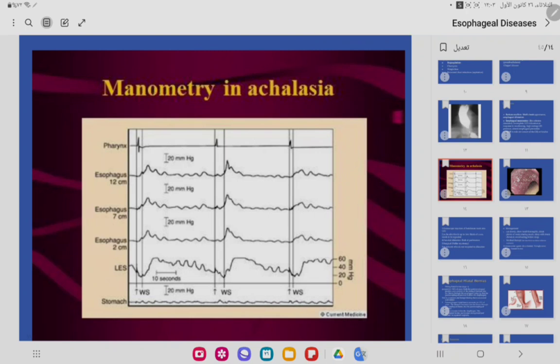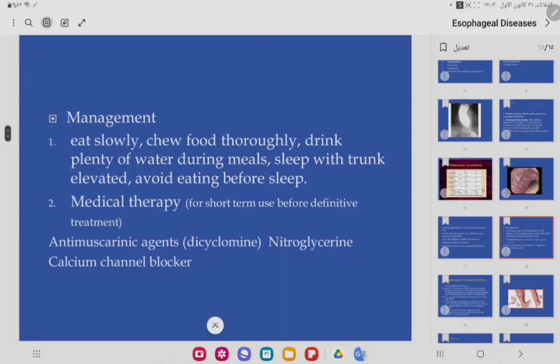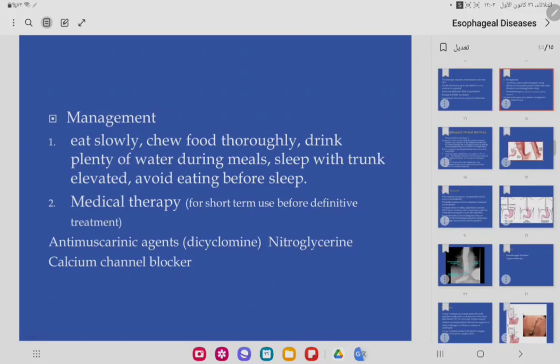Okay, next. Management: what should we do for achalasia? We ask them to have multiple small snacks, chew food thoroughly, eat slowly, and drink plenty of water. That helps make the bolus bulkier, to allow gravity to open even this narrow segment. They should sleep with the trunk elevated, because we don't want them to develop reflux and recurrent aspiration. Avoid eating before sleep, at least 4 hours, and avoid anticholinergic drugs. You should review all of this, caffeine and everything that might cause it.